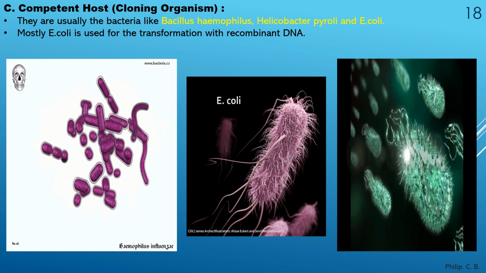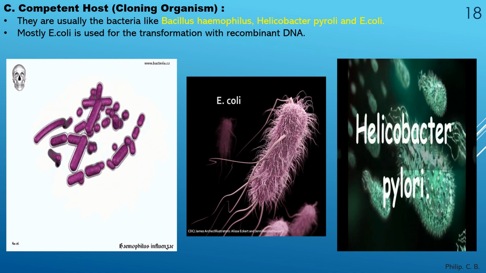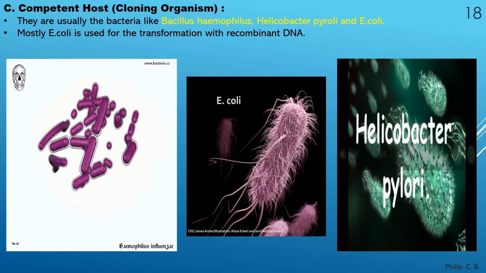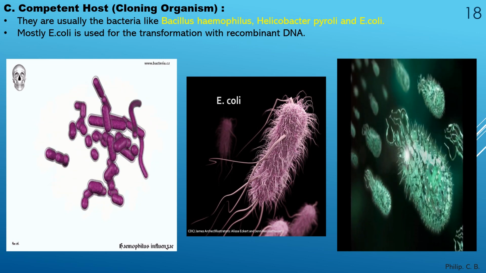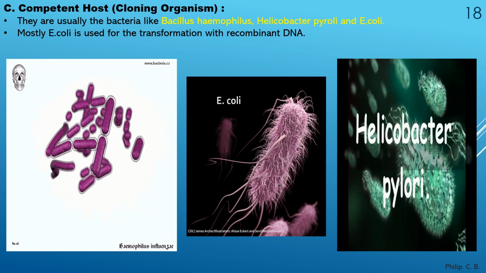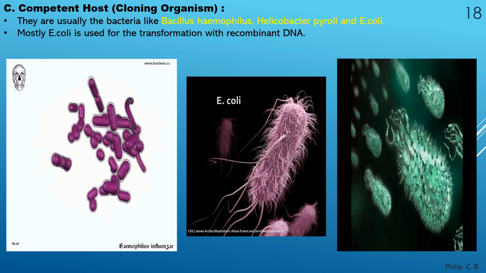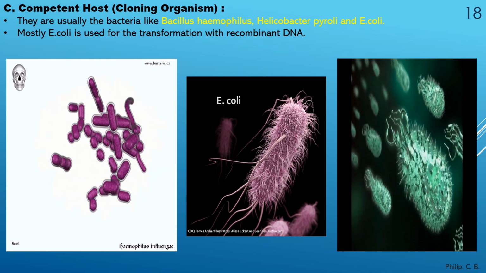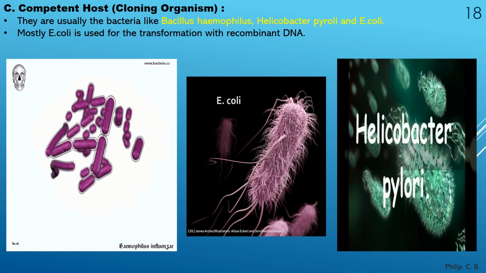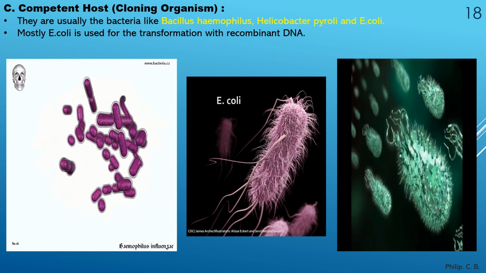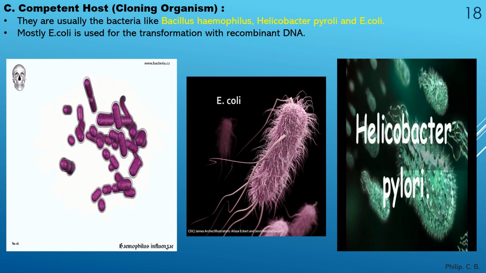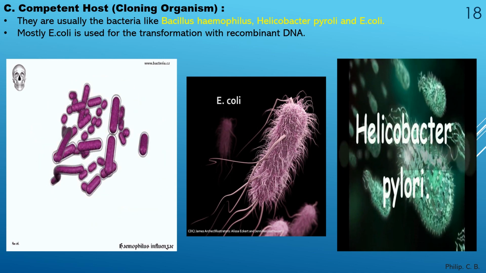Also I put the images on the front. You can see on the left first, a rotating image of Haemophilus influenzae, in the center E. coli, and towards the right Helicobacter pylori. So these are all three examples of bacteria which are most commonly used as cloning organisms. By seeing the image, we can understand what the bacteria look like.